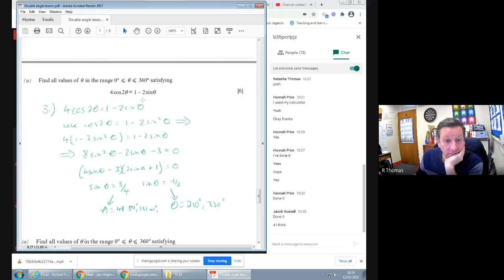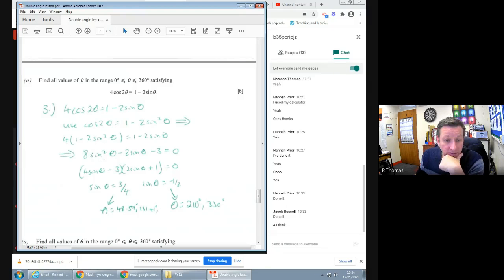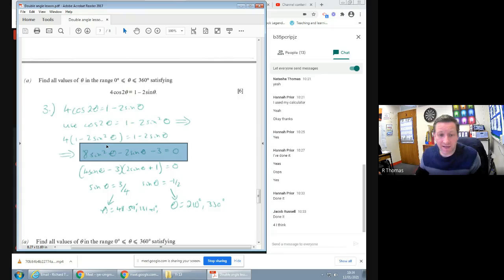So again, you'll start to become quite savvy in picking which substitution to use. So that's going to be 1 minus 2 sine squared theta. I've written it, and you'll need to make that clear to the examiner. That's what you're doing. Multiply out the bracket, tidy it all up, and create a quadratic. I do tend to skip a step there, so I do apologize. So there was my quadratic: 8 sine squared theta minus 2 sine theta minus 3 equals 0.